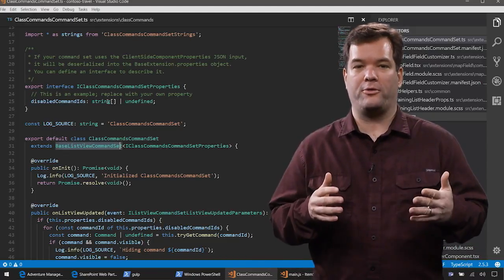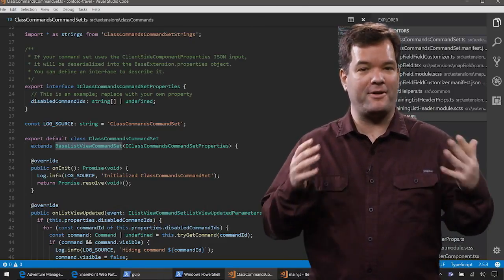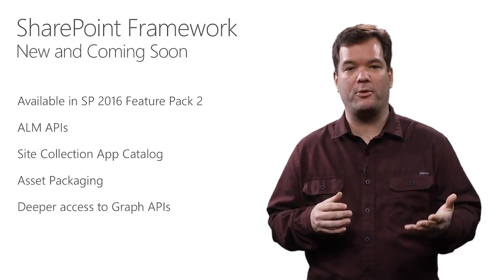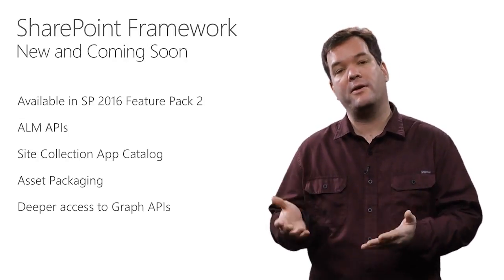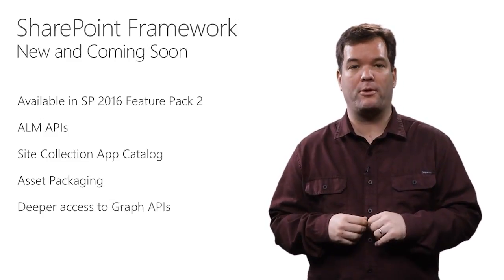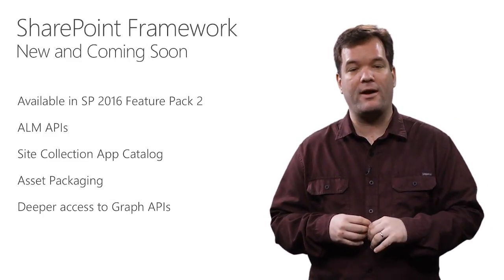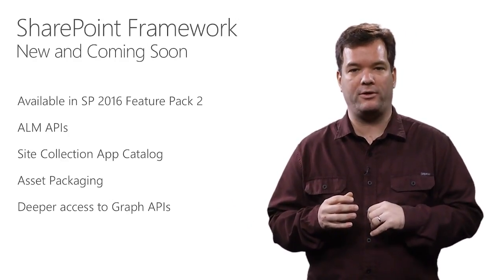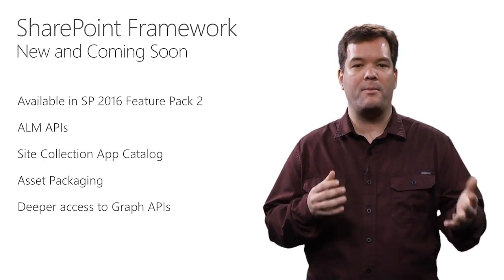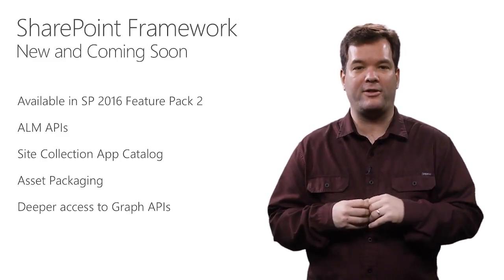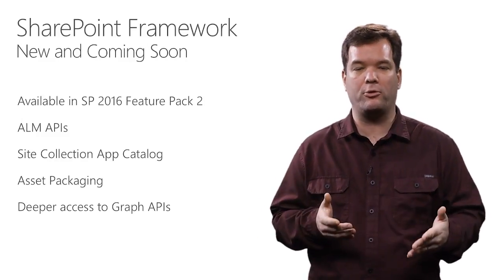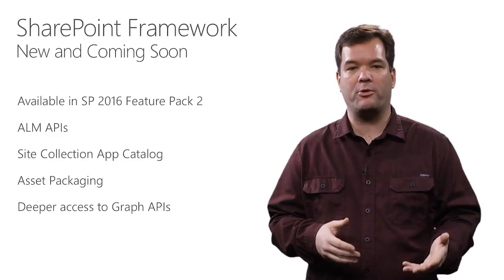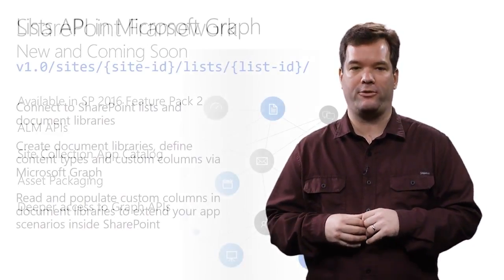Now, since we've launched the SharePoint Framework, the set of changes and updates since then have kept on coming. We recently added support for SharePoint Framework web parts in the on-premises SharePoint Server 2016 product via Feature Pack 2. This makes it possible to build web parts that run across both SharePoint in Office 365 and on-premises from one code base. We've also added recent frequently requested features such as application lifecycle APIs to make it easier to manage solutions, a site collection app catalog that provides new flexibility for managing deployments, asset packaging that makes it easier to host applications, and new connections from SharePoint Framework to Graph APIs. All of these are coming soon.